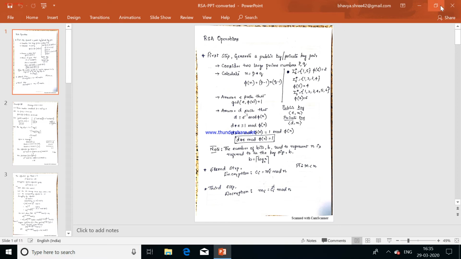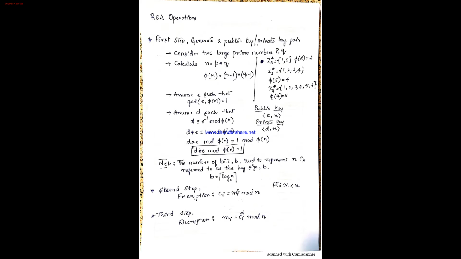The three steps are as follows. The first step in RSA operation is to generate this public key and private key. So how to generate this public key and private key? We have to perform a few things. For that, the very first thing is we need to consider two large prime numbers.